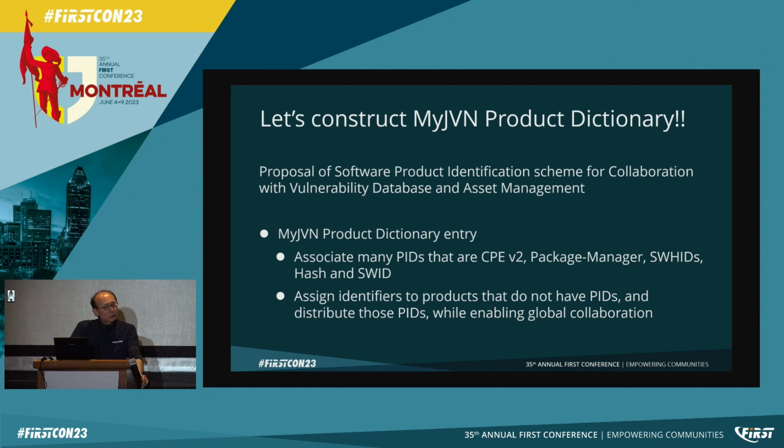Provision of identifiers. Our scheme addresses the issue of products lacking a PID by proposing a systematic procedure for associating identifiers. Number 3 is global collaboration. With an assigned PID, our scheme promotes global collaboration among stakeholders, fostering a cohesive and cooperative environment.